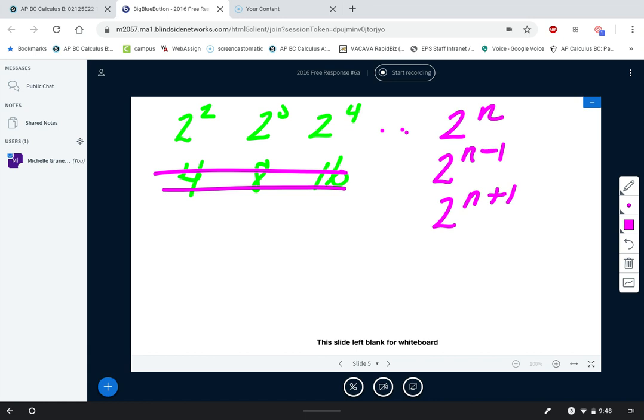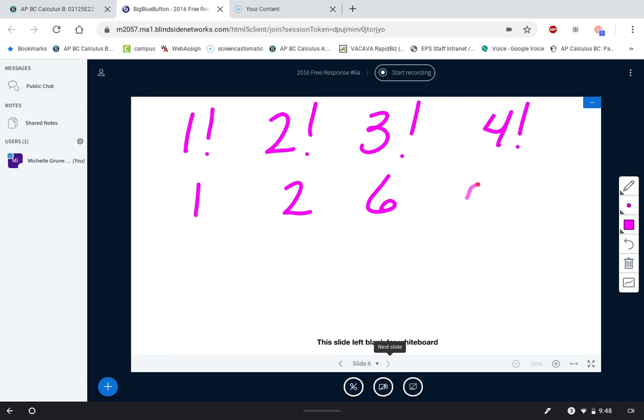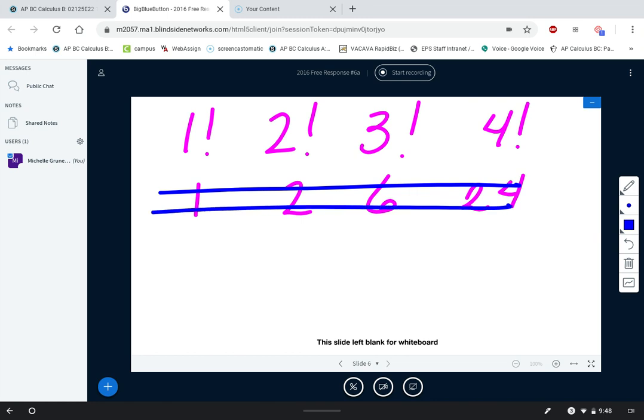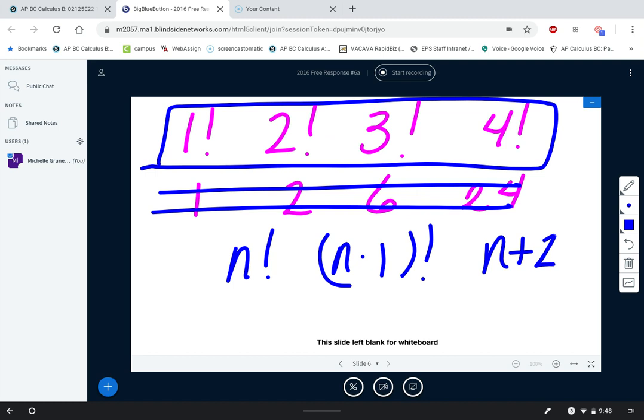It's better off to leave them in exponential form, so then you can decide in the general term what the pattern is. The same is true for factorials. They tend to have factorials in them. So this would be 1, 2, 6, and then 24. You're better off not writing them like this and leaving them in factorial format, because then it's easy to see if it's n factorial or n minus 1 factorial or n plus 2 factorial, whatever the case may be.